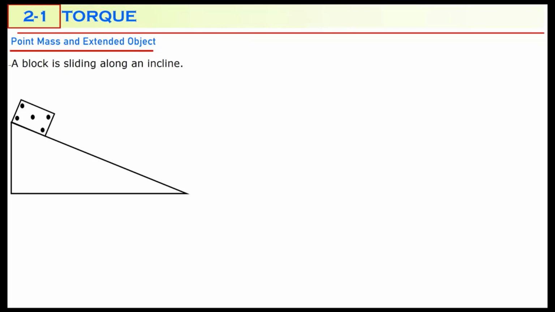Now, before starting the chapter, we are going to define two things. One of them is point mass. The other one is extended object. What does point mass mean? What does extended object mean? We are going to try to get this. You studied this case in 11th grade. In the book, point mass and extended object are not very clearly explained. That's why I am going to give some examples from 11th grade.